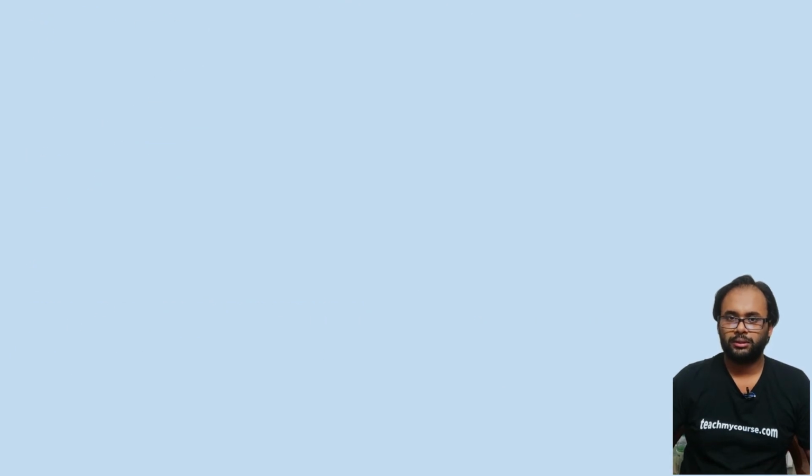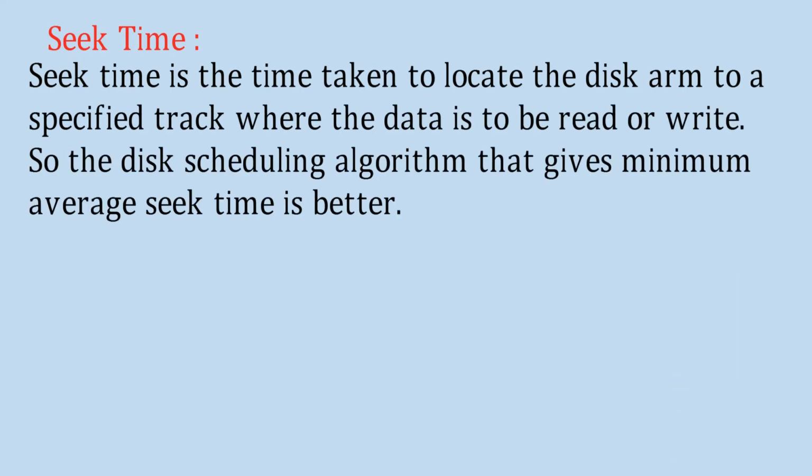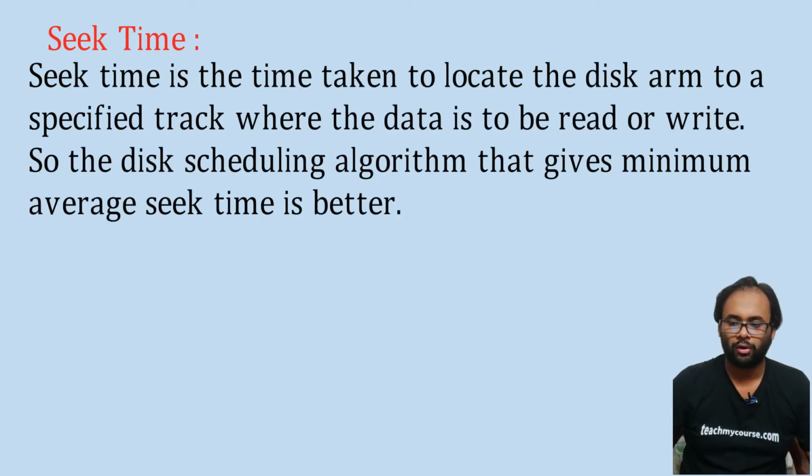Next, one of the most important concepts is the seek time. Seek time is the time taken to locate the disk arm to a specified track where data is to be read or written. So the disk scheduling algorithm that gives the minimum average seek time is better. So what is seek time? Suppose there are several requests on the disk, and they have to be served one by one. How should the head of the disk move?